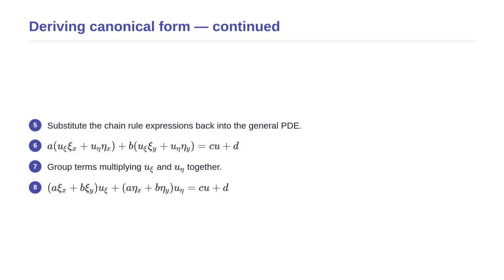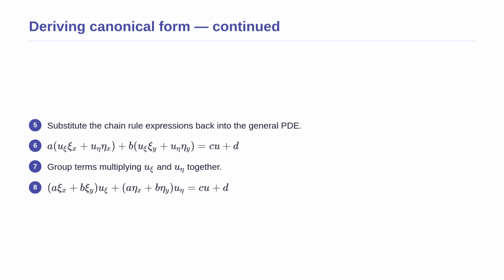Continuing with our derivation, the next logical step is to take these new chain rule expressions and plug them back into our original general equation. This direct substitution replaces all the old x and y derivatives with our new xi and eta derivatives. At first glance, this new equation looks much messier and more complicated than what we started with. However, we can organize it by grouping similar terms together.